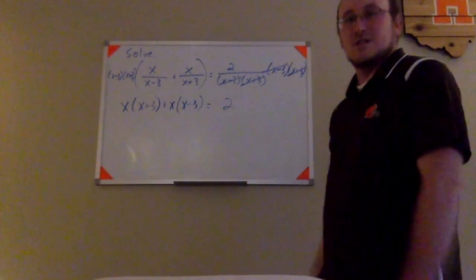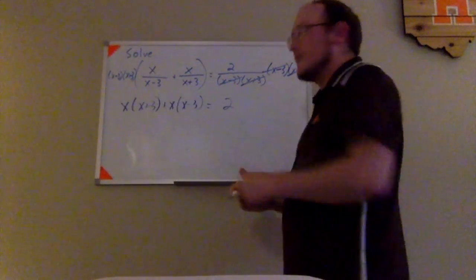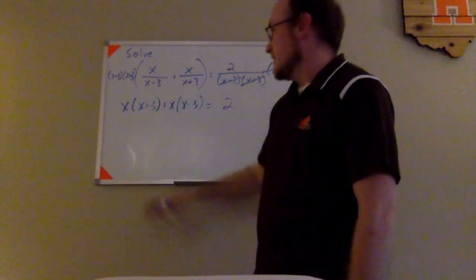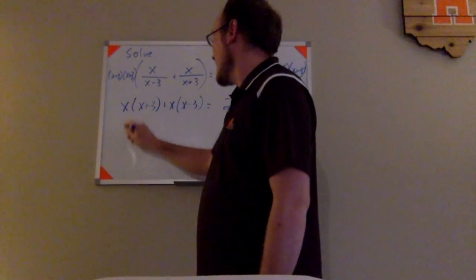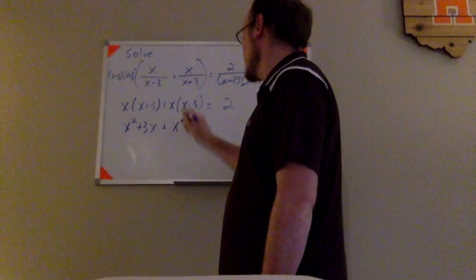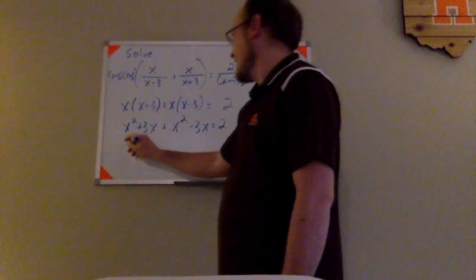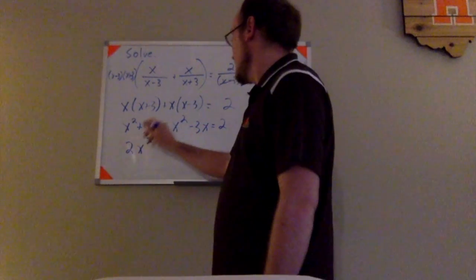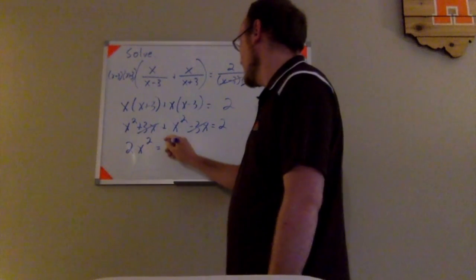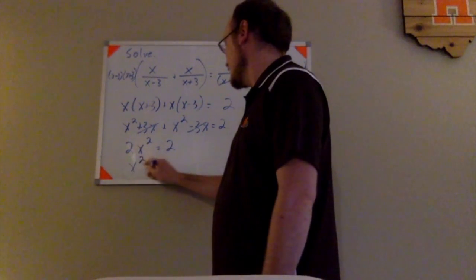At this point in time, you see that that process of multiplying both sides by the least common denominator has eliminated all fractions from this problem. Now I just need to do a little bit of work to clean this up and simplify and solve. So distribute over here, and I'm going to get x squared plus 3x plus x squared minus 3x is equal to 2. Combining my like terms, I have 2x squared. The plus 3x and the minus 3x cancel out, so I have 2x squared is in fact equal to 2. Dividing both sides by 2, I get x squared is equal to 1.